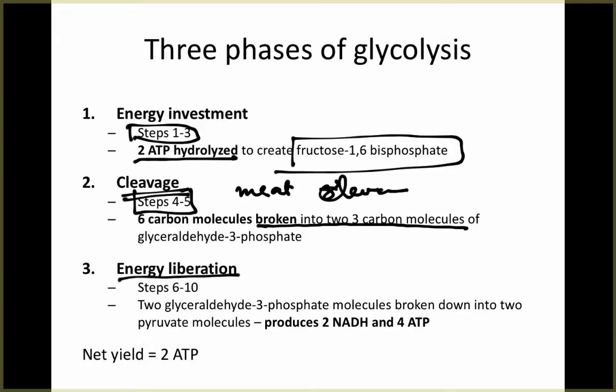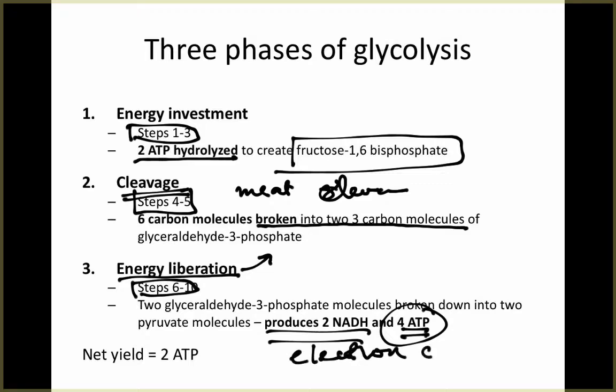And energy liberation means for energy to be released, right? And this is steps 6 through 10. So essentially this is where we're going to make a bunch more ATP, and we're also going to make these 2 NADHs, which if you remember are electron carriers. What I mean by electron carrier is they literally just take in electrons and bring them to someplace else. So this yields a total of 2 ATP.